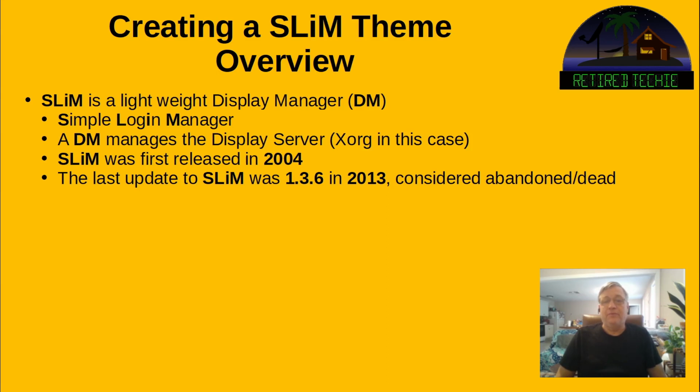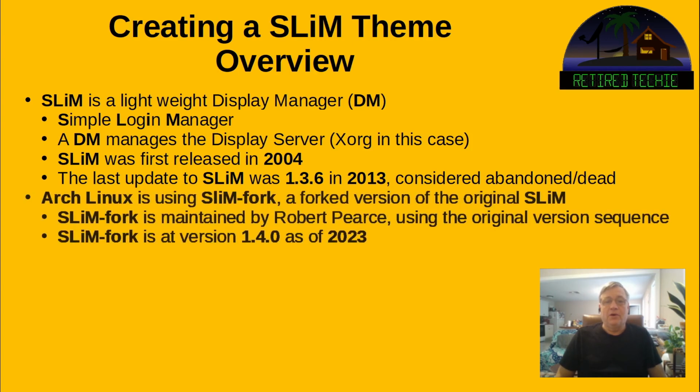Last update to SLiM was in version 1.3.6 in 2013. Since then, it's been considered abandoned or dead. Arch Linux is using SLiM Fork, which is a fork of the original version of SLiM. It's currently being maintained by Robert Pierce using the original version sequence. So SLiM Fork, as of 2023, this year, was at version 1.4.0.